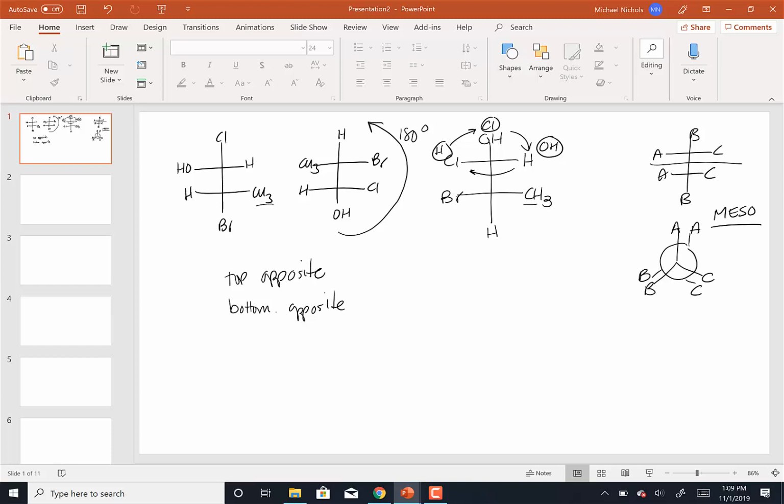Enantiomers. They're enantiomers. So both opposite, enantiomers; both same, whether it's meso or not, in this case it would have been not meso. One of each, one same, one opposite, diastereomers.